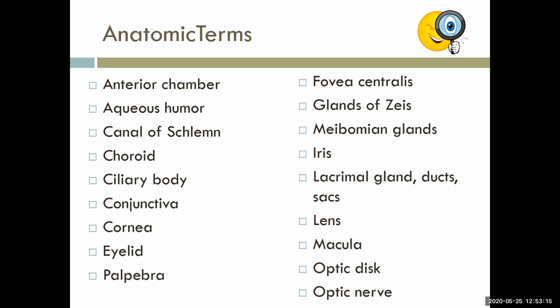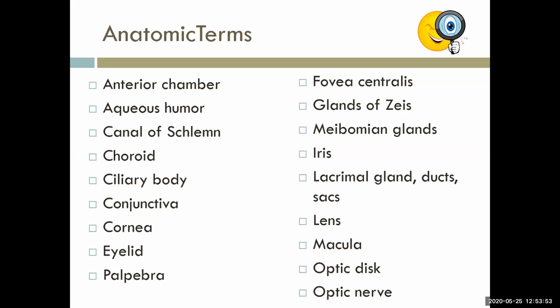The iris is the colored circle of the eye behind the cornea that contracts and dilates to regulate light passing through the pupil. Lacrimal glands and ducts are the gland in the upper outer region above the eyeball that secretes tears, and the ducts are tubes that carry tears to the lacrimal sac. The lens is a transparent structure behind the pupil that bends and focuses light rays on the retina. A macula is the central region of the retina. It's responsible for central vision.